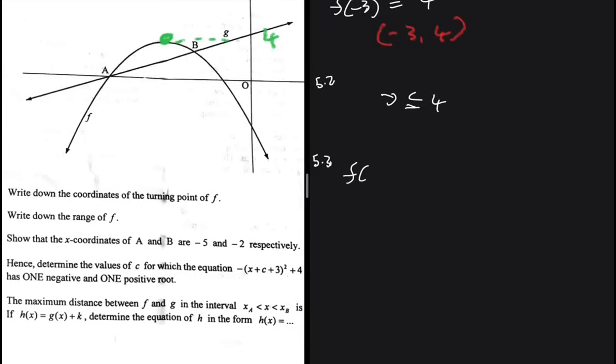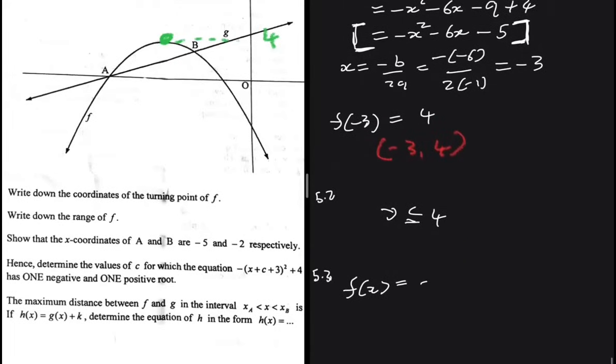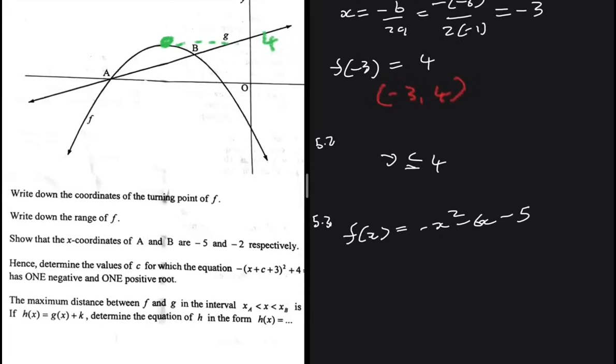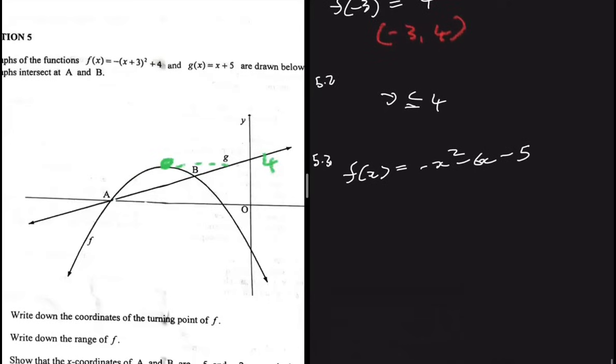So we say that f of x is equal to, so we have our function here, minus x squared minus 6x minus 5, right? So if we want to find the x coordinate of A and B, what we have to do is equate f of x, our parabola, and g of x, our straight line. So the equation of our straight line, we have g of x is equal to x plus 5. So if we equate those two, we're going to get minus x squared minus 6x minus 5 is equal to x plus 5.